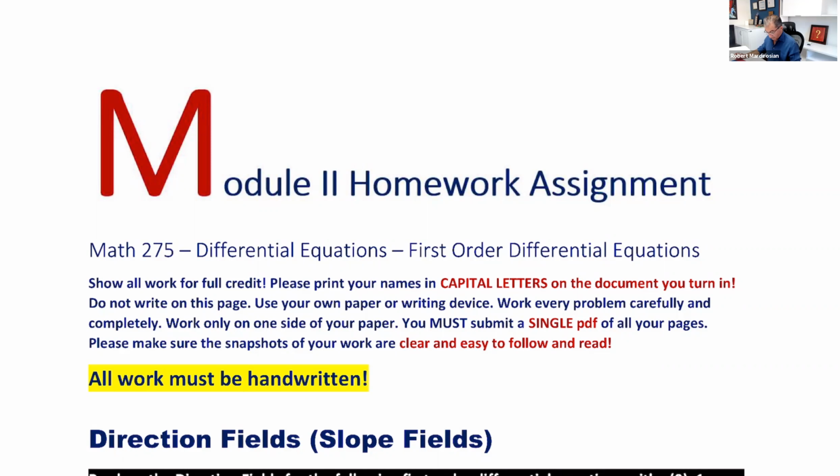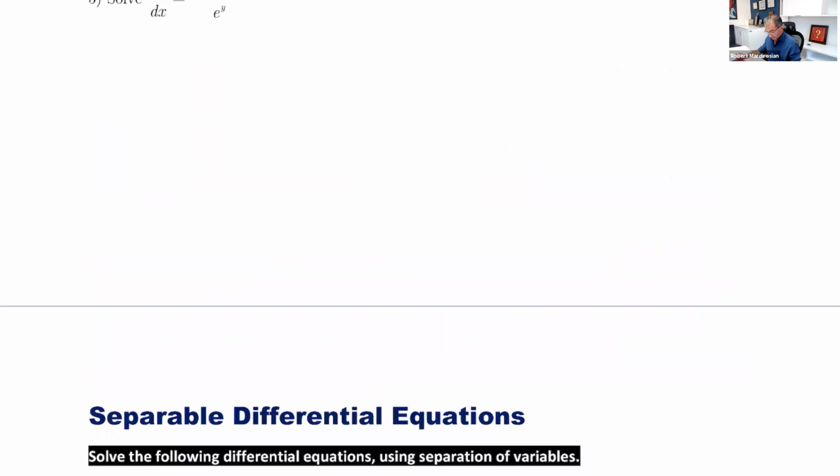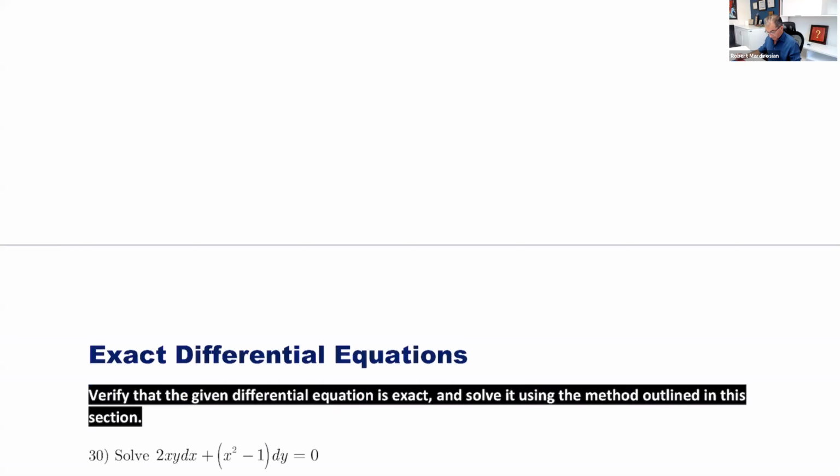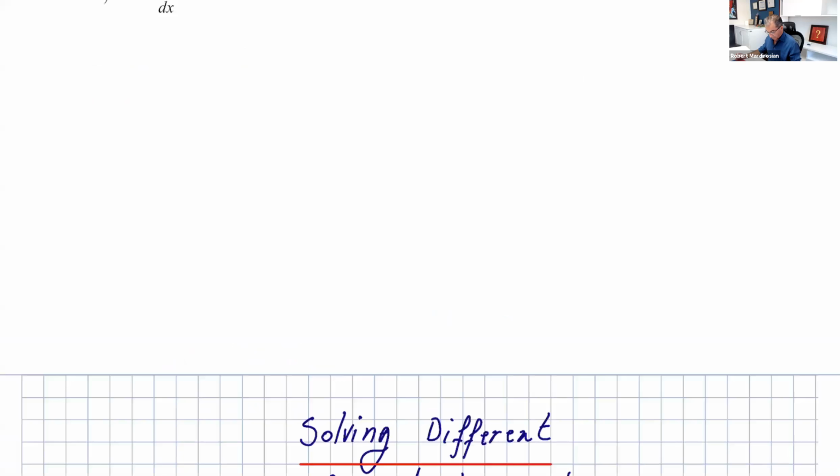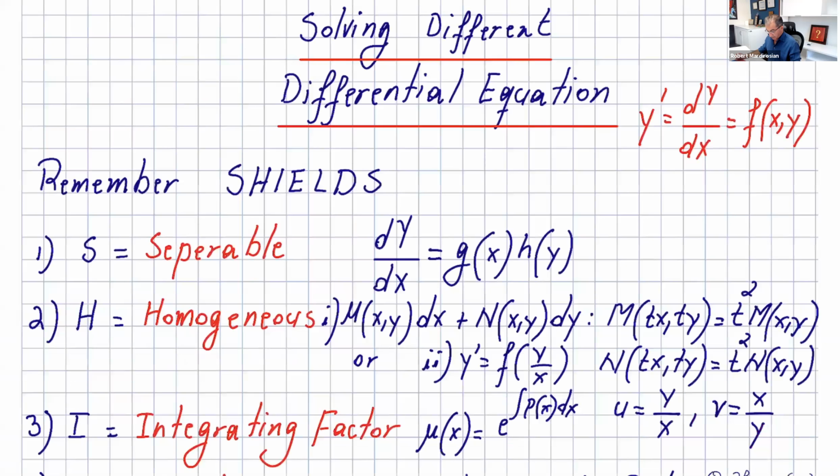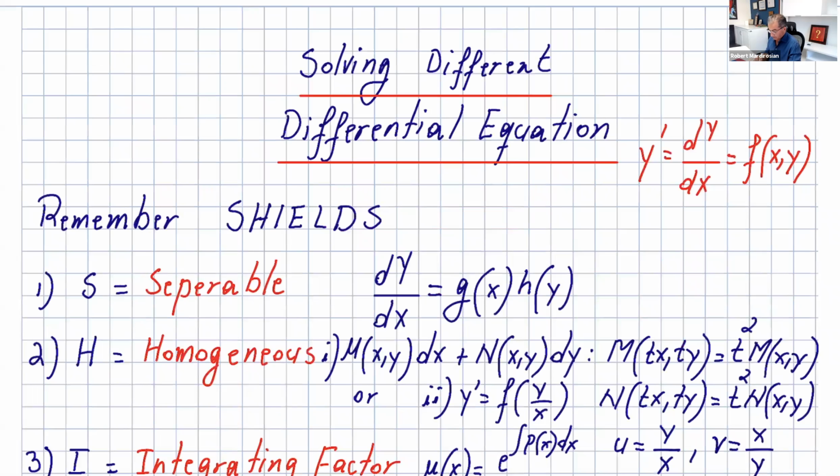So now before doing those problems, let's go over how to solve different differential equations. A differential equation is written like this: y prime equals dy equals f of x, y. Now to make your job easy, and I saw that in another video, and I think it's helpful, just remember SHIELDS. That's a mnemonic that's going to help you remember the different types of equations.